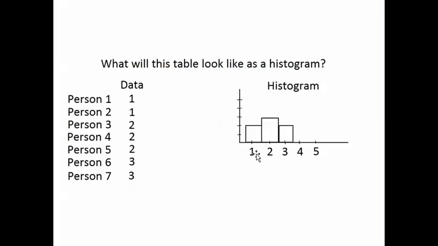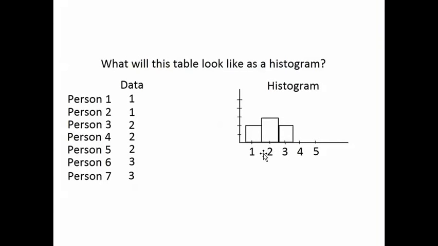Remember that 1 had a frequency of 2 because there are 2 1s in this data set. Since 1 has a frequency of 2, this bar goes up to the second tick mark. This bar is going up to the second tick mark just because we have 2 1s in the data set.